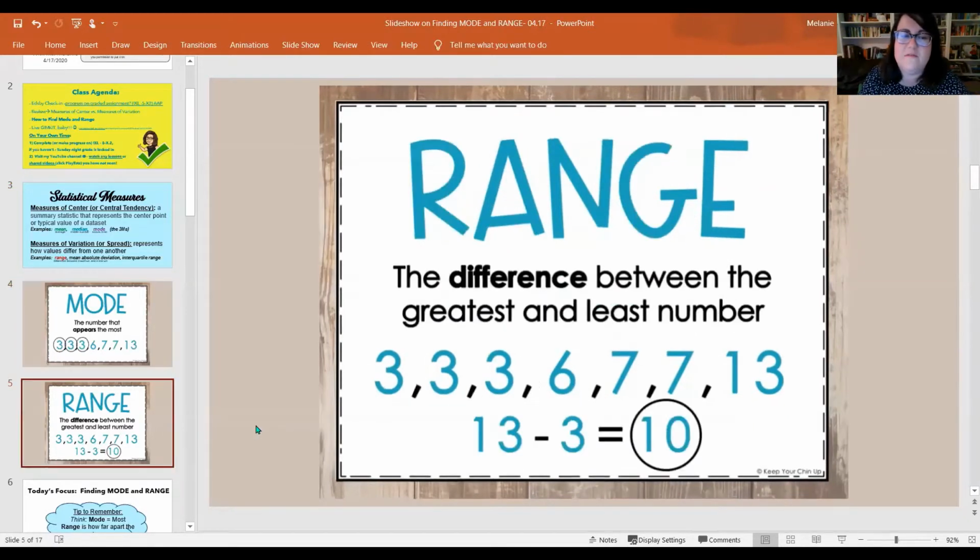Range, this is where we left off. Okay, in this data set, it would be 13 minus 3. The range would be 10. Okay, I hope that got everyone caught up.